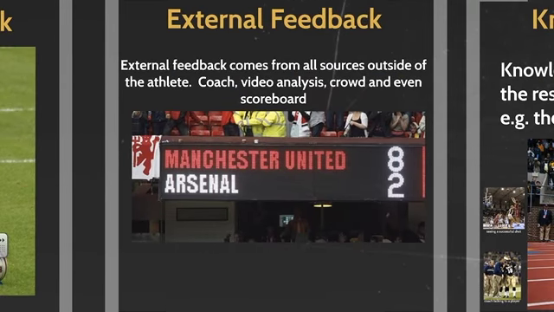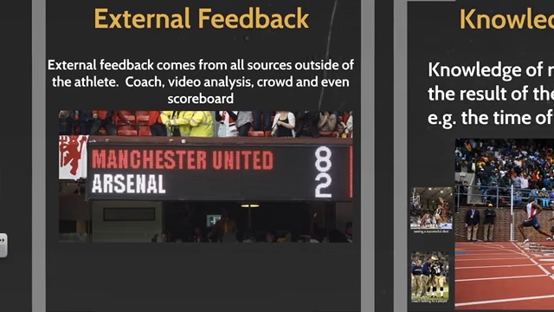External feedback comes from all sources outside of the athlete themselves. So that could come from the coach in terms of just conversations or in video analysis. It could even come from the crowd. And in this case, the picture on the screen from the scoreboard itself. So a positive form of external feedback would be for the Manchester United team, and certainly the negative would be for the Arsenal team, where the scoreboard's showing an 8-2 loss.